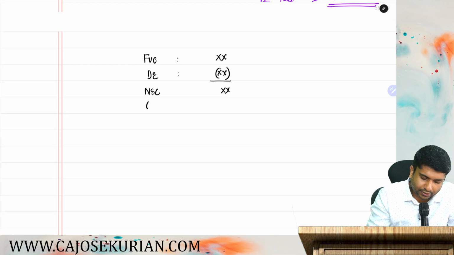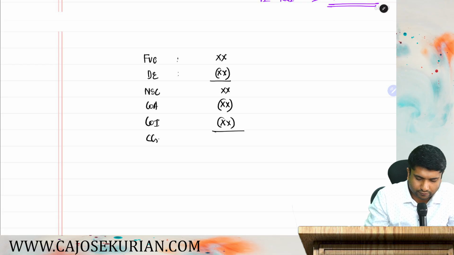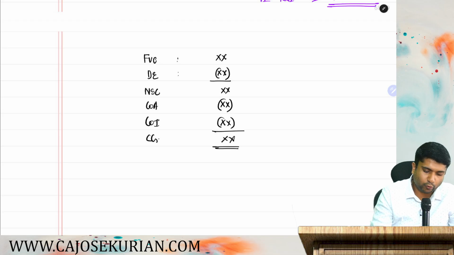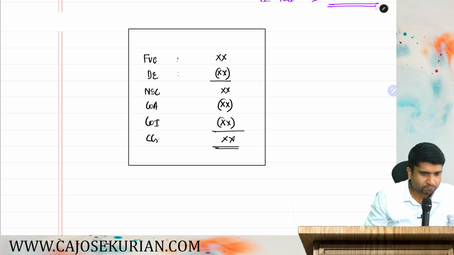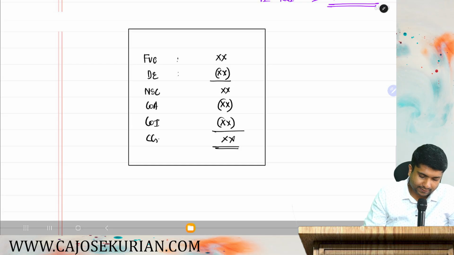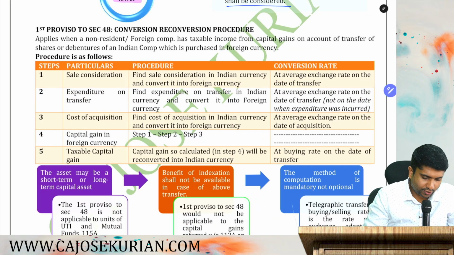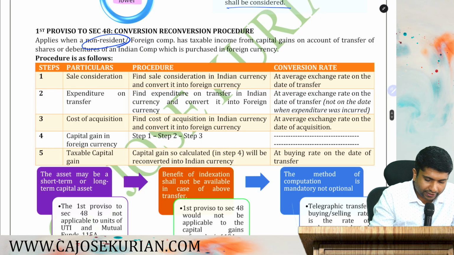From that, you can deduct cost of acquisition as well as cost of improvement. Then you will get the capital gain. Whether it is short term or long term depends upon the period of holding. This is how you normally compute the capital gain. Yes or no?